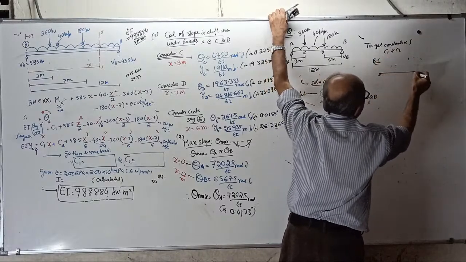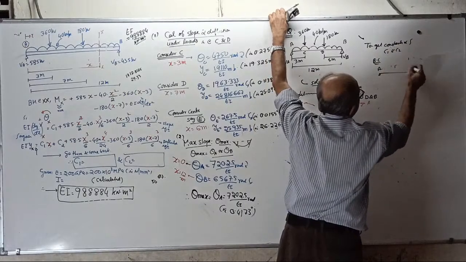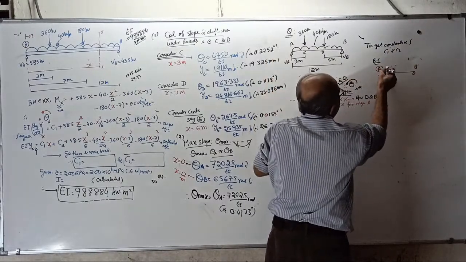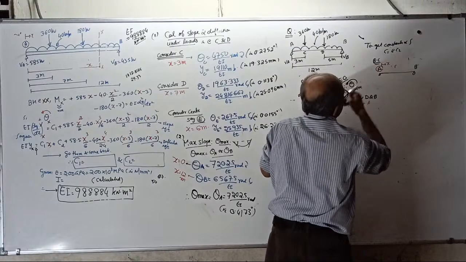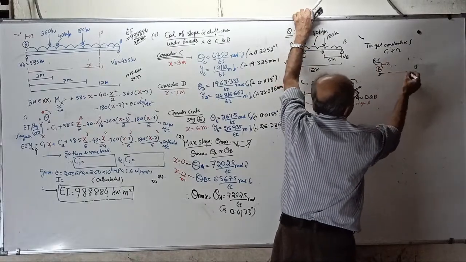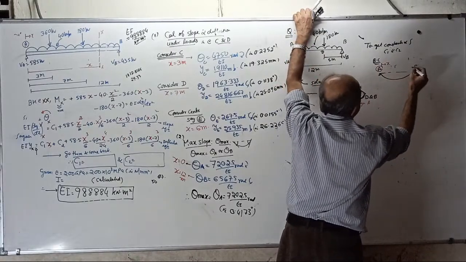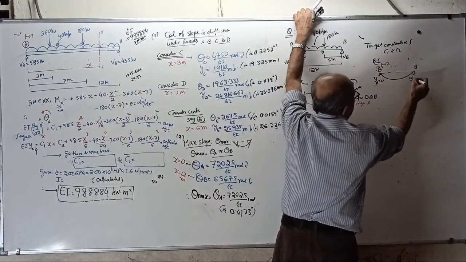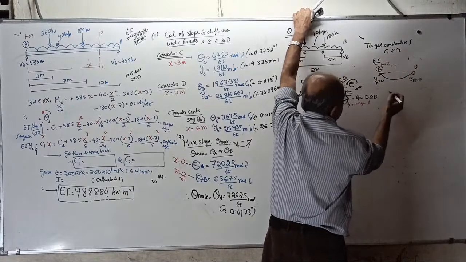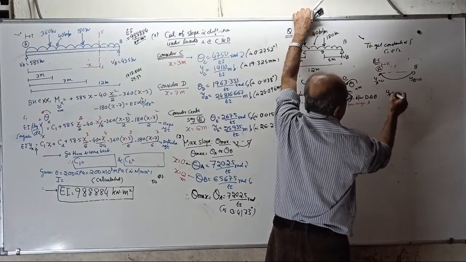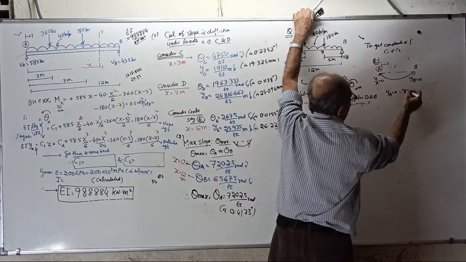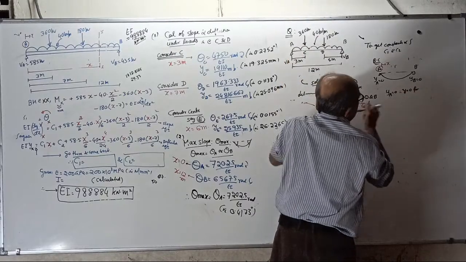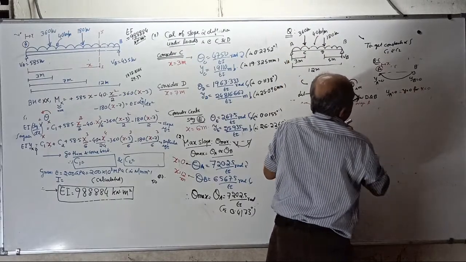The beam is like this. This is A, this is B. Our origin is A, and X is measured from here. This beam will bend something like this. So at A, deflection is 0, and at B, deflection is 0. Remember, deflection at A equal to 0. Therefore, y becomes 0 for x equal to 0.